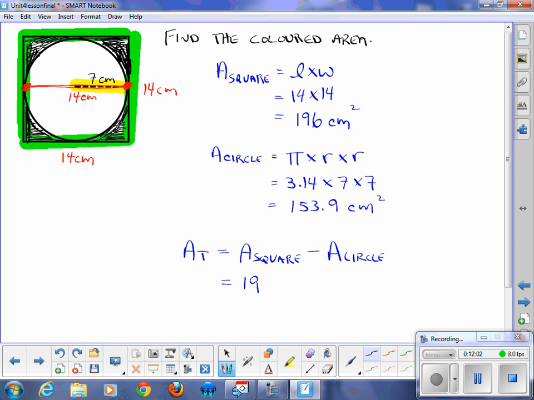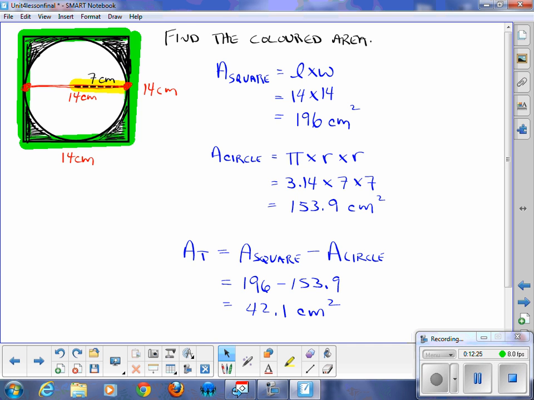So now it's just 196 take away 153.9. All right, 196 minus 153.9. I end up with 42.1, and I was working with centimeters, so centimeters squared. So the wasted area there, the chopped off area, is 42.1 centimeters squared.